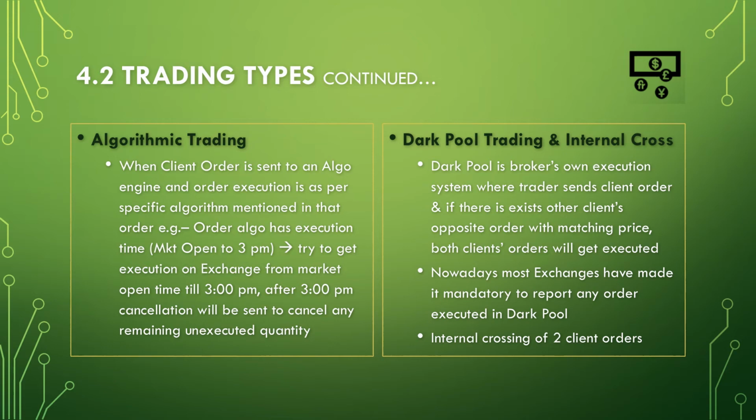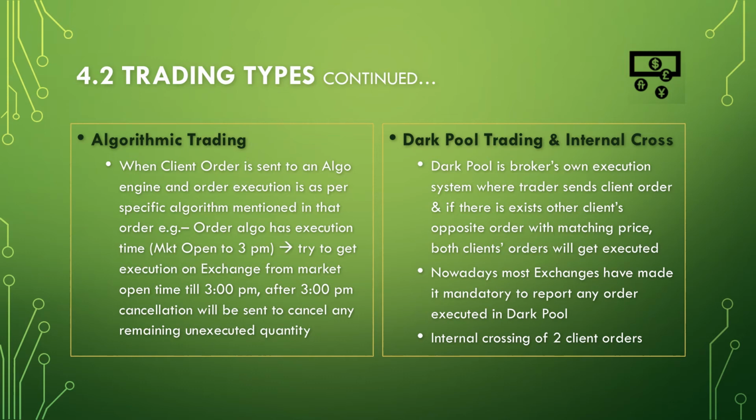Dark pool is the broker's own execution system where a trader will send the client order into that system, and if there is any other client's opposite order with matching details, matching price existing in that system, both the client orders will get executed for whatever is the maximum eligible quantity. Earlier, dark pool was hidden from exchanges, but now the regulator has made it mandatory to report any order which is executed in the dark pool.